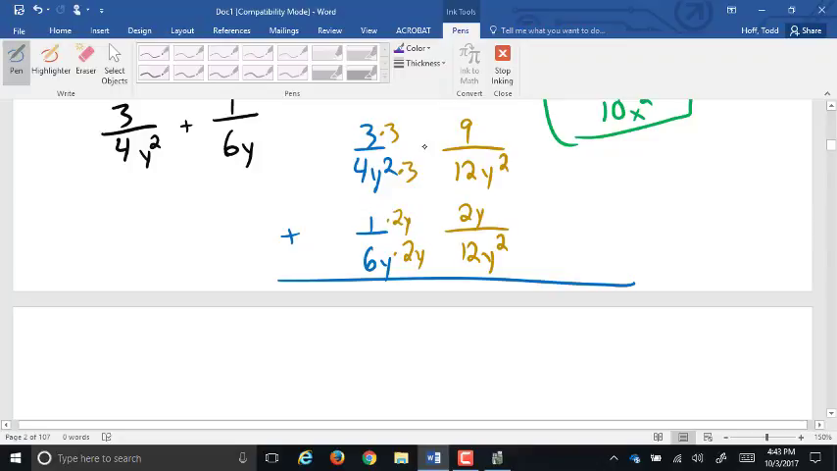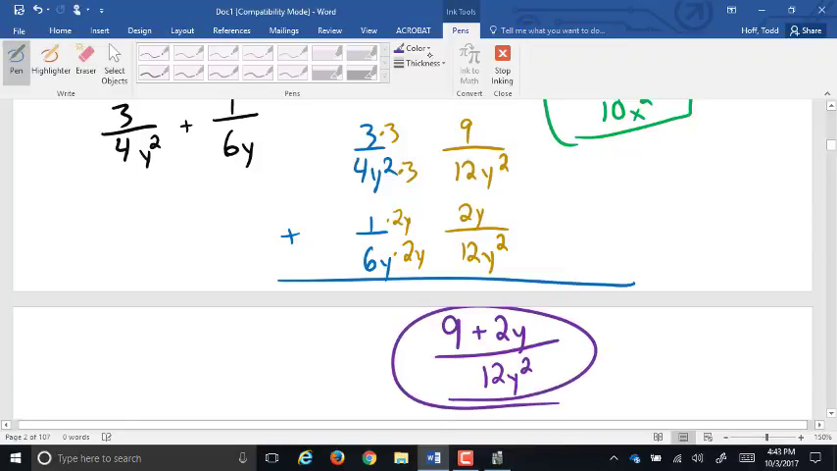Now we go to add. 9 plus 2y is simply 9 plus 2y over 12y squared. How many of you managed to get that? A good share. Okay, any questions on getting that?